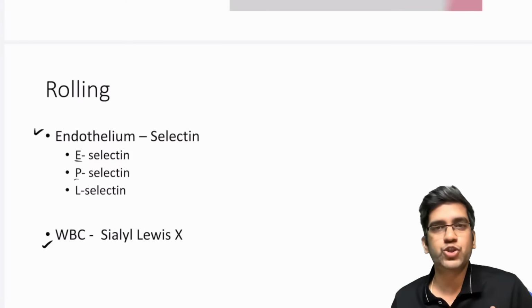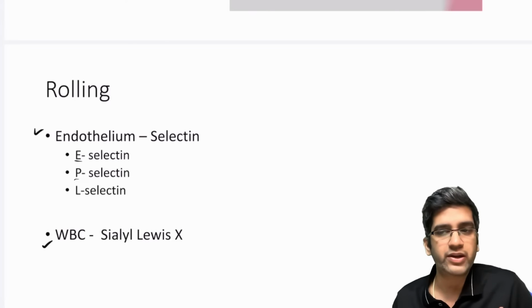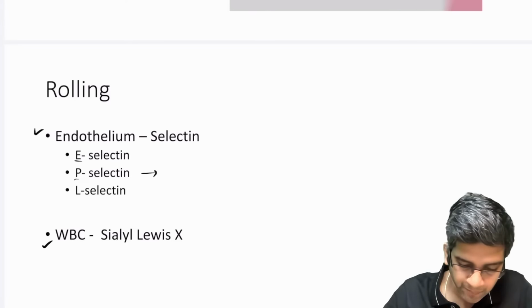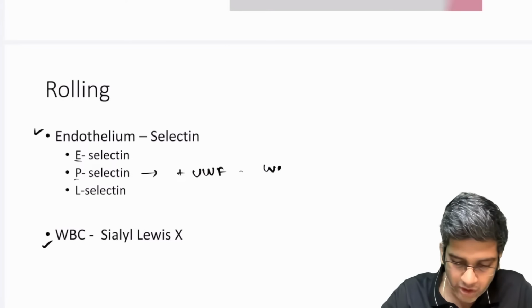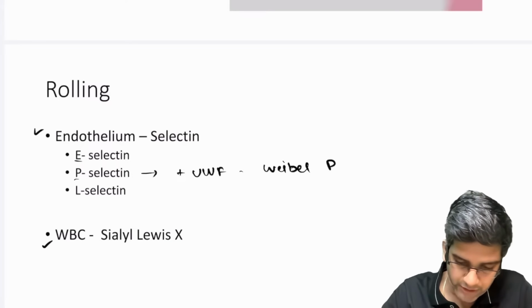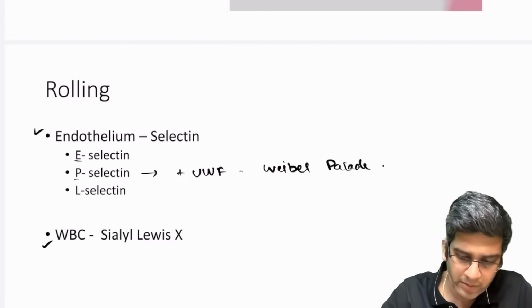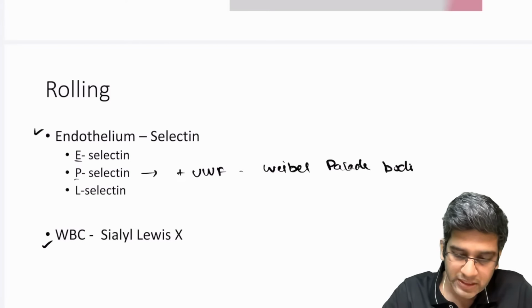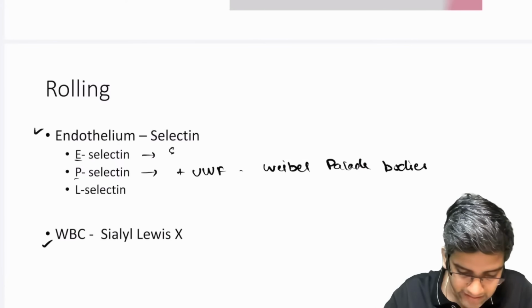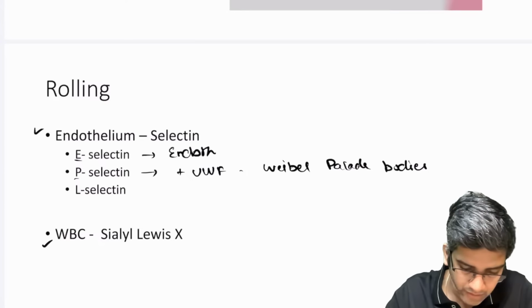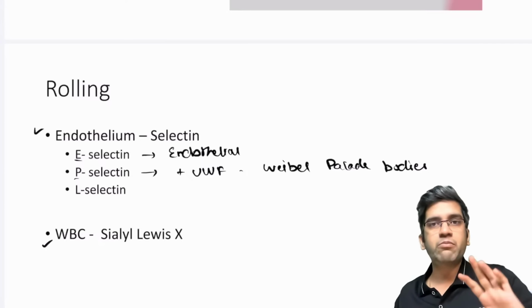L-selectin is not that useful with respect to inflammation, right? Perfect. P-selectin will always be along with von Willebrand factor in a place called Weibel-Palade bodies. That is going to be in the endothelium only, right? And E-selectin, E stands for endothelial selectin, right? It's simple. These are the molecules there.